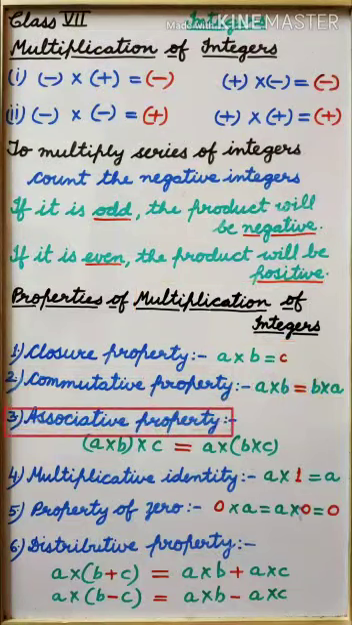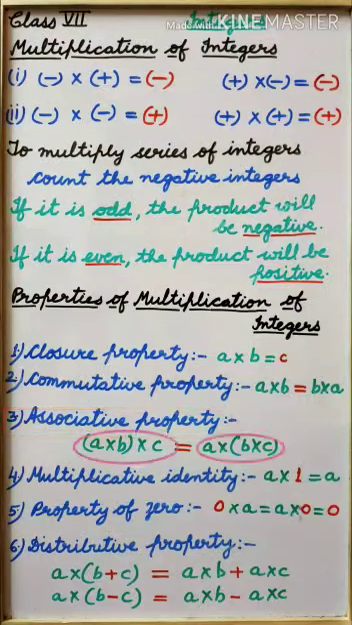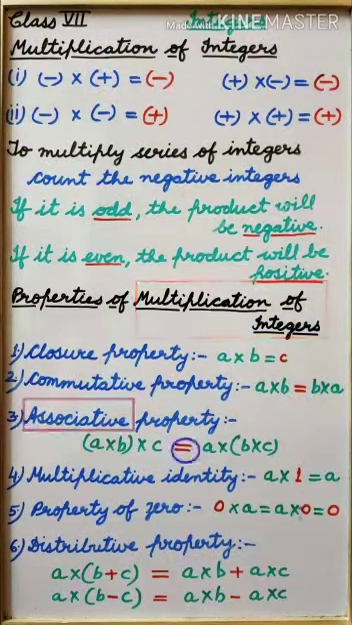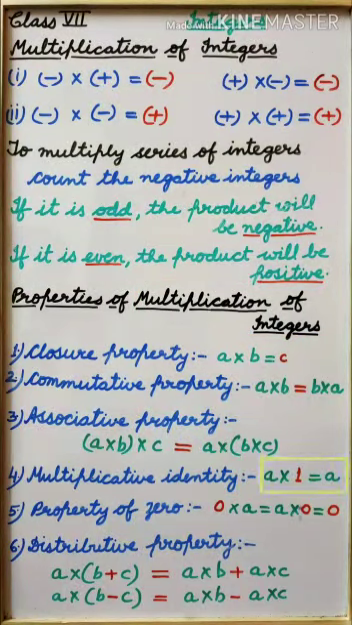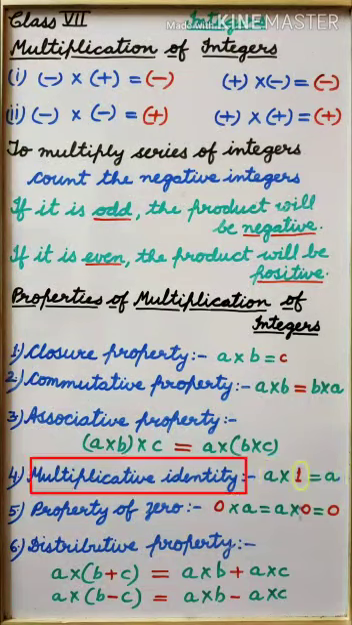Third property is associative property. It is based on groups. While multiplying three or more integers, the order in which we group the integers to find the product does not matter. So multiplication of integers is associative. Now the fourth property is multiplicative identity. Any integer multiplied by 1 gives as answer the integer itself. So 1 is called the multiplicative identity of integers.